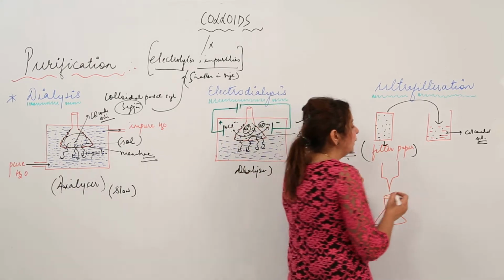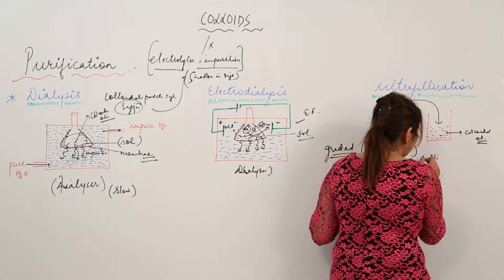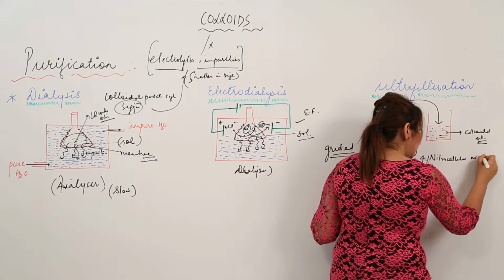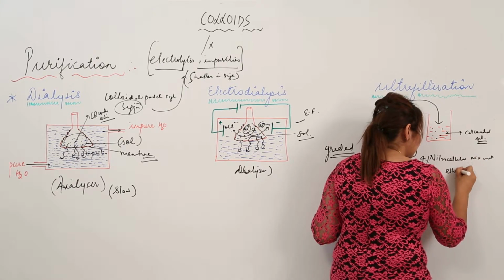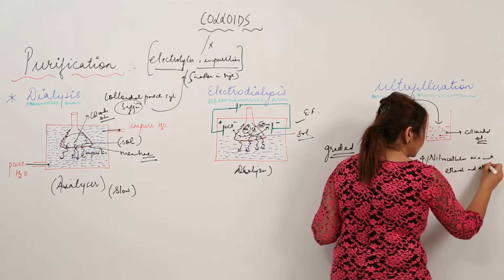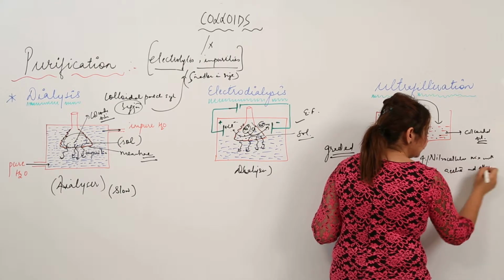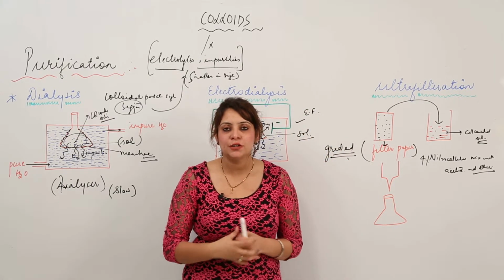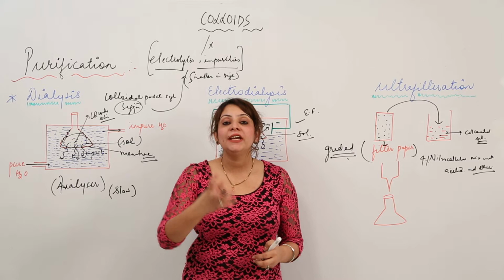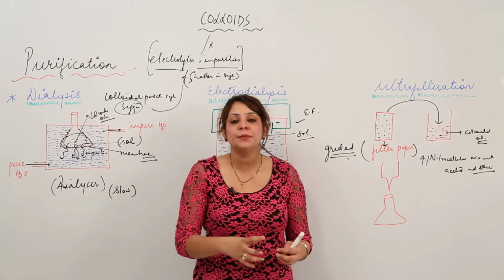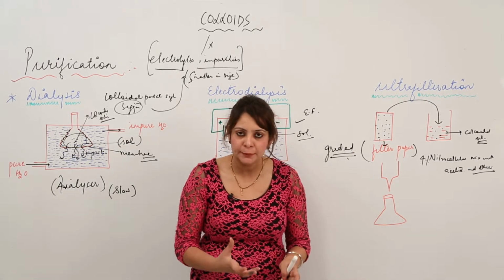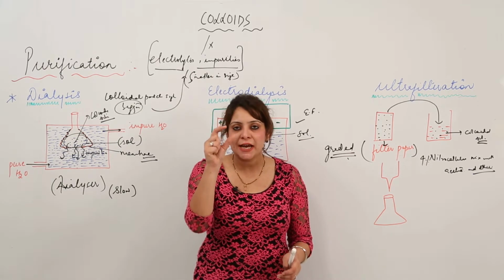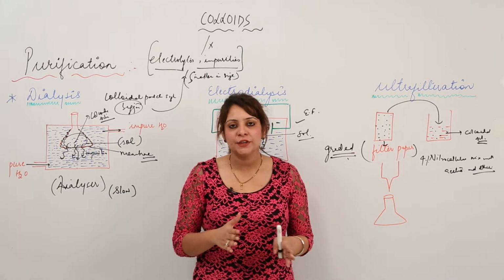For ordinary filter paper, what we use is 4% nitrocellulose mixed with ethanol and ether. Sorry, acetone and ether. So likewise, depending upon the concentration, we can use these colloidal solutions, and depending upon that, we can have the graded filter paper. Graded filter paper is nothing but an ordinary filter paper which we just impregnate with the colloidal solution so that its pore size becomes reduced. This is all that happens with the graded filter paper.